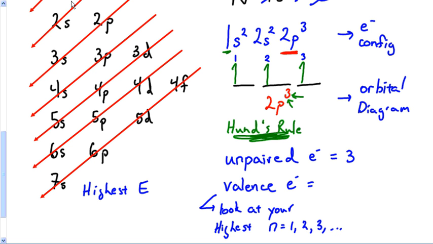I've got a 1, a 2, and a 2. So my highest energy level is the 2. So how many electrons are in that 2? Well, there's a 2 and a 3. So there's a total of 5 electrons in that second energy level. So that's my valence electrons.